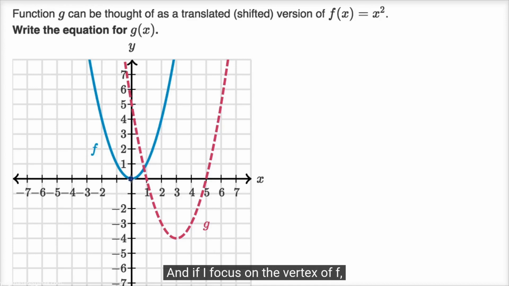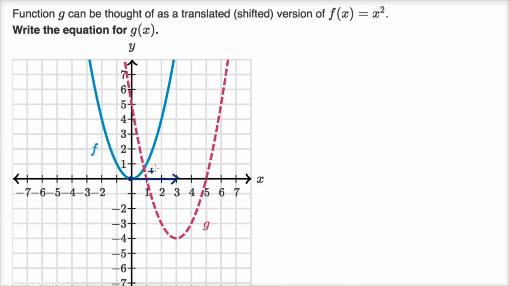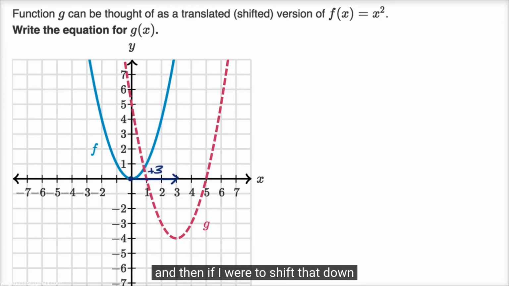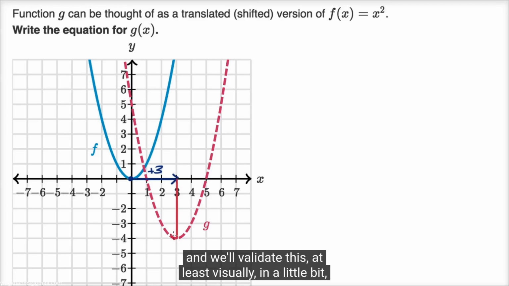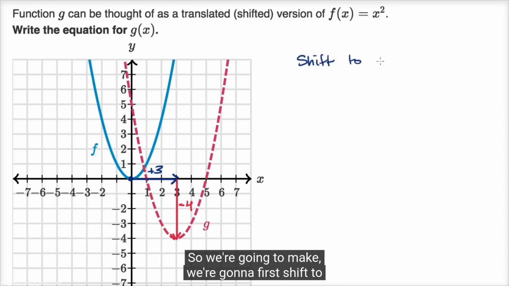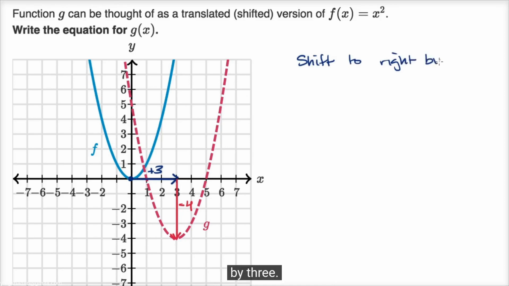And if I focus on the vertex of f, it looks like if I shift that to the right by 3, and then if I were to shift that down by 4, at least our vertices would overlap. I would be able to shift the vertex to where the vertex of g is. And it does look, and we'll validate this at least visually in a little bit, that not only would it make the vertices overlap, but it would make the entire curve overlap. So we're going to first shift to the right by 3.